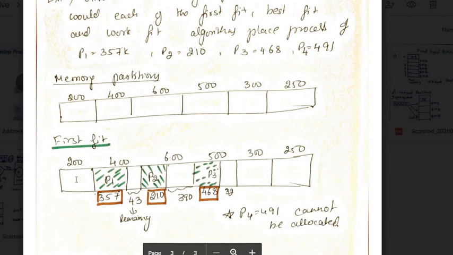Okay, and according to this, 491, can I satisfy it? So check again from the beginning. 200 no, left out is 43, 390, 32, 300 and 250. So the fourth process could not be satisfied.